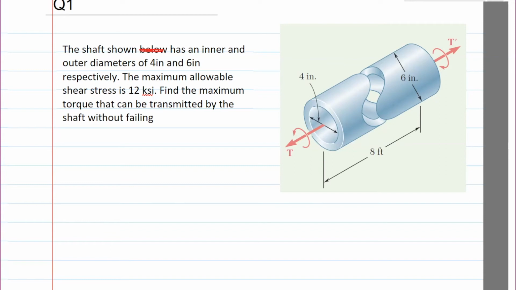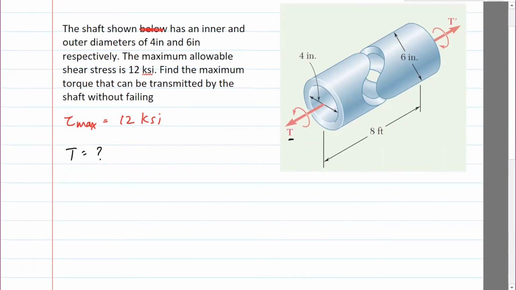Okay, so we have a shaft which has an inner and outer diameter of 4 and 6 inches. The maximum shear stress, tau max, is 12 ksi. Find the maximum torque that can be transmitted by the shaft without failing. So this is one of the basic conceptual questions which just tests you on if you can apply the formula.